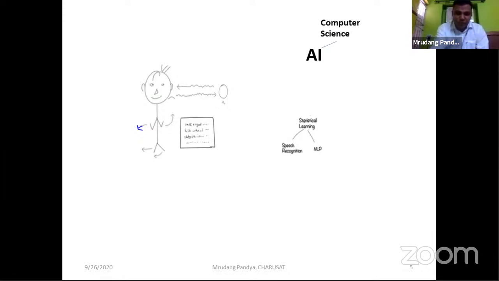Let me move towards the third ability, right? That is understanding the surrounding environment. Humans can pick up an object and take it from one place to another place according to the shape, weight, and design of that particular object.